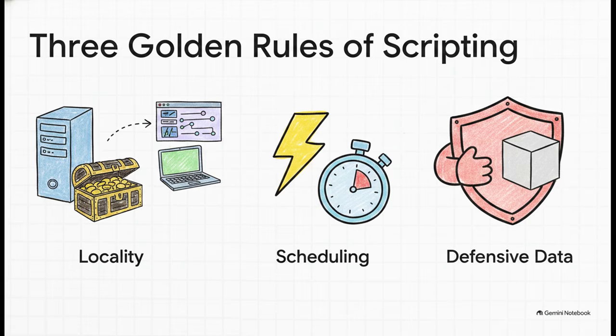All right, let's wrap this up. If you take away anything from this explainer today, it should absolutely be these 3 golden rules for mastering Arma 3 scripting. First, know your locality. Server is for game state, client is for UI. Second, know your scheduling. Use spawn if you need to sleep, and call if you need it right now. And third, treat your data defensively.